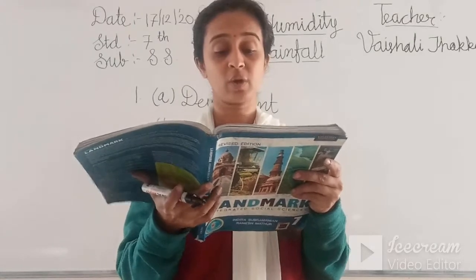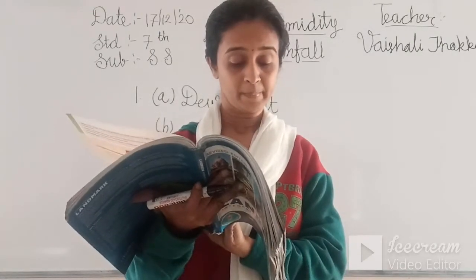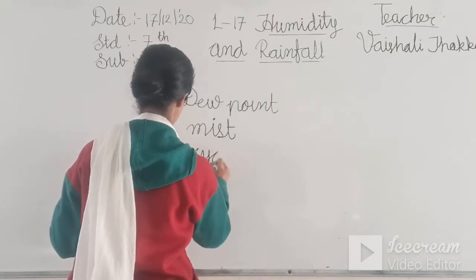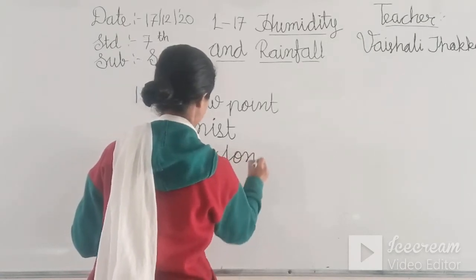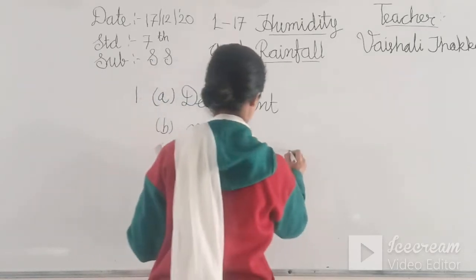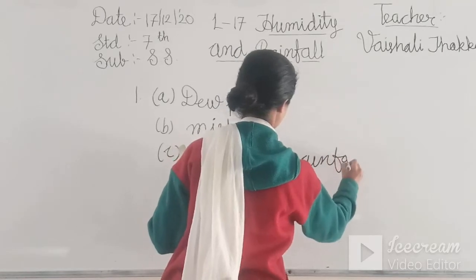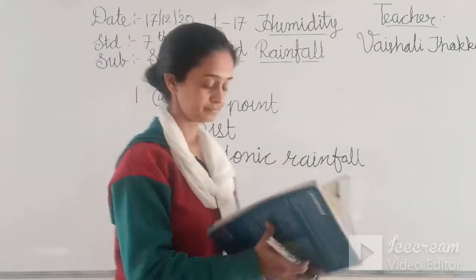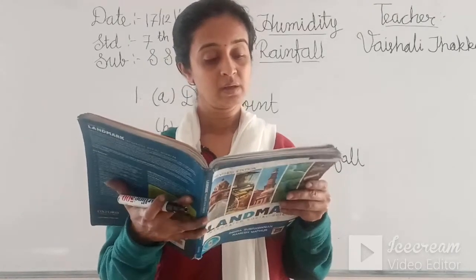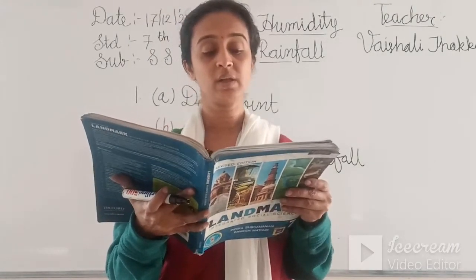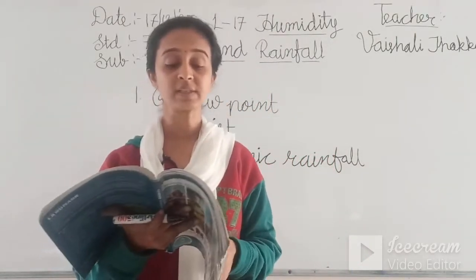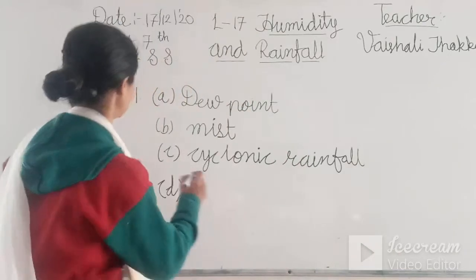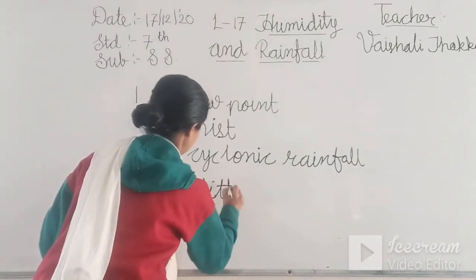Blank rainfall occurs in the tropical and temperate region. Cyclonic rainfall. The windward side receives high rainfall and the leeward side receives a little rainfall. The answer is little.